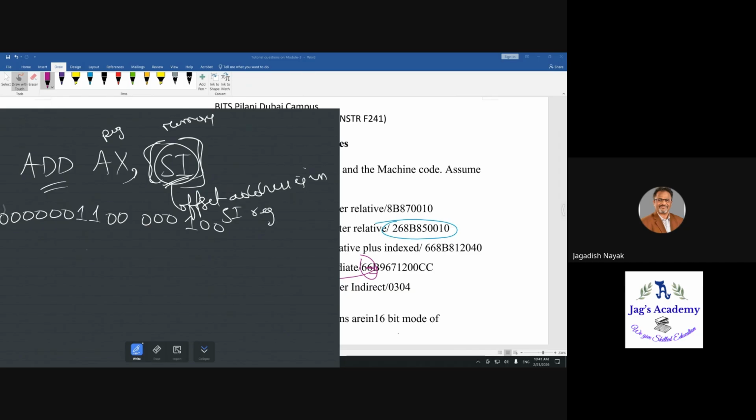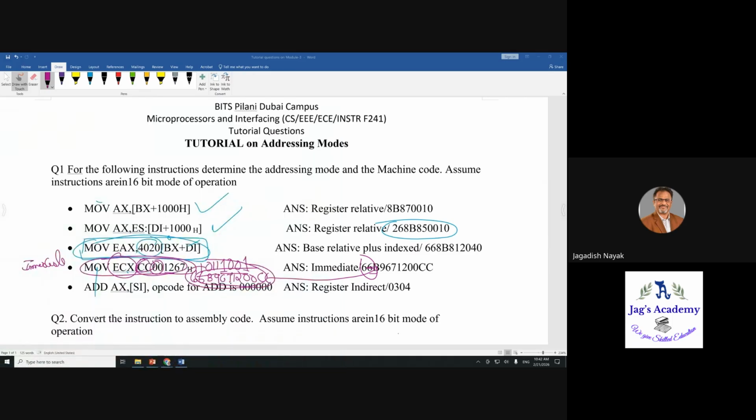Now, is there a displacement? No, right? Can you tell me the machine instruction? 0, 3, 0, 4. That's all. Right? 0304. This is register indirect addressing mode.